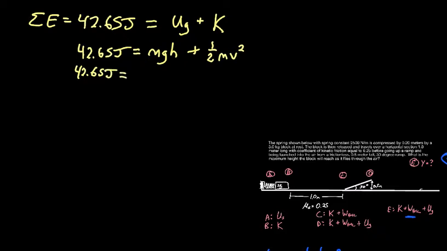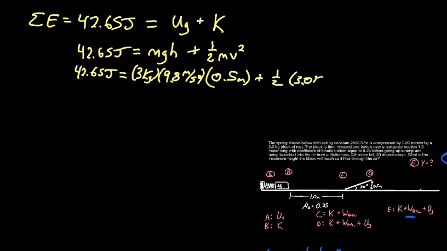42.65 joules is equal to 3 kilograms times 9.8 meters per second squared times the height of that ramp there is 0.5 meters plus 1/2 times 3.0 kilograms times the speed squared. So we'll do a little algebra and plug into the calculator, and we'll solve for speed, and we get an answer here of speed equals 4.3 meters per second. And that's at point D. I'm just going to add a little subscript here so I don't forget where that is.